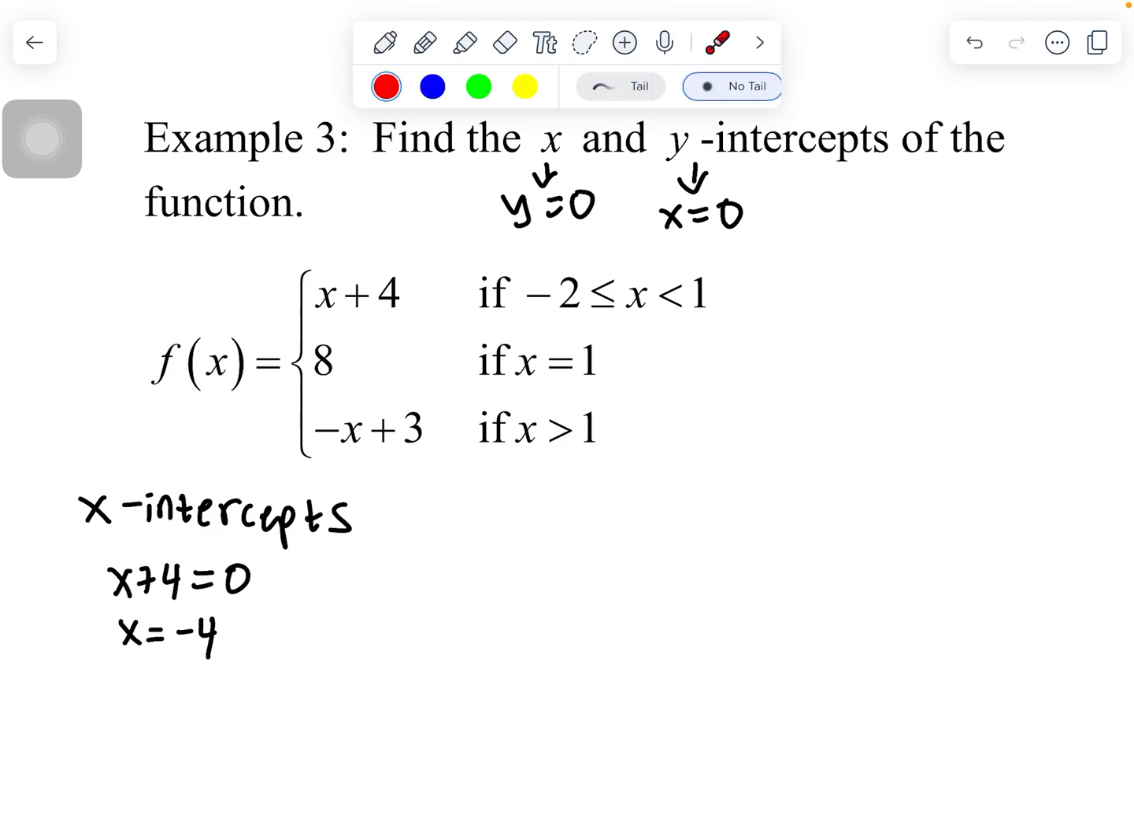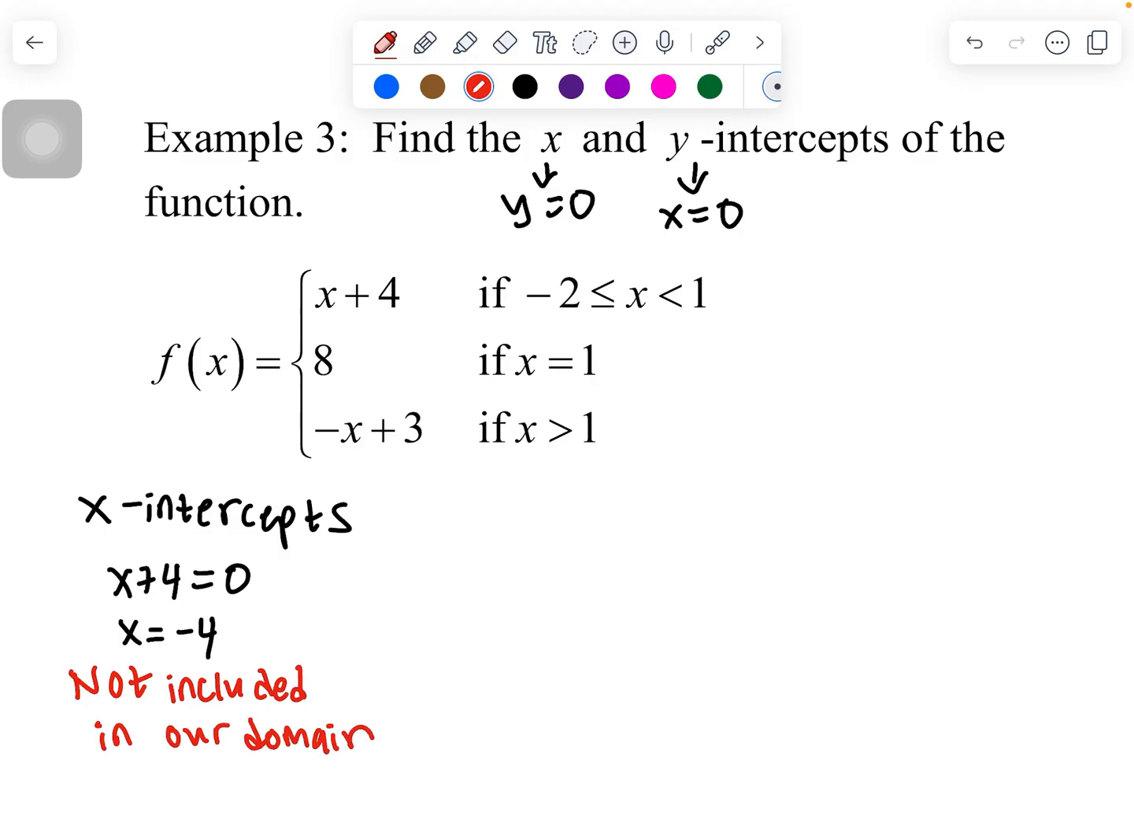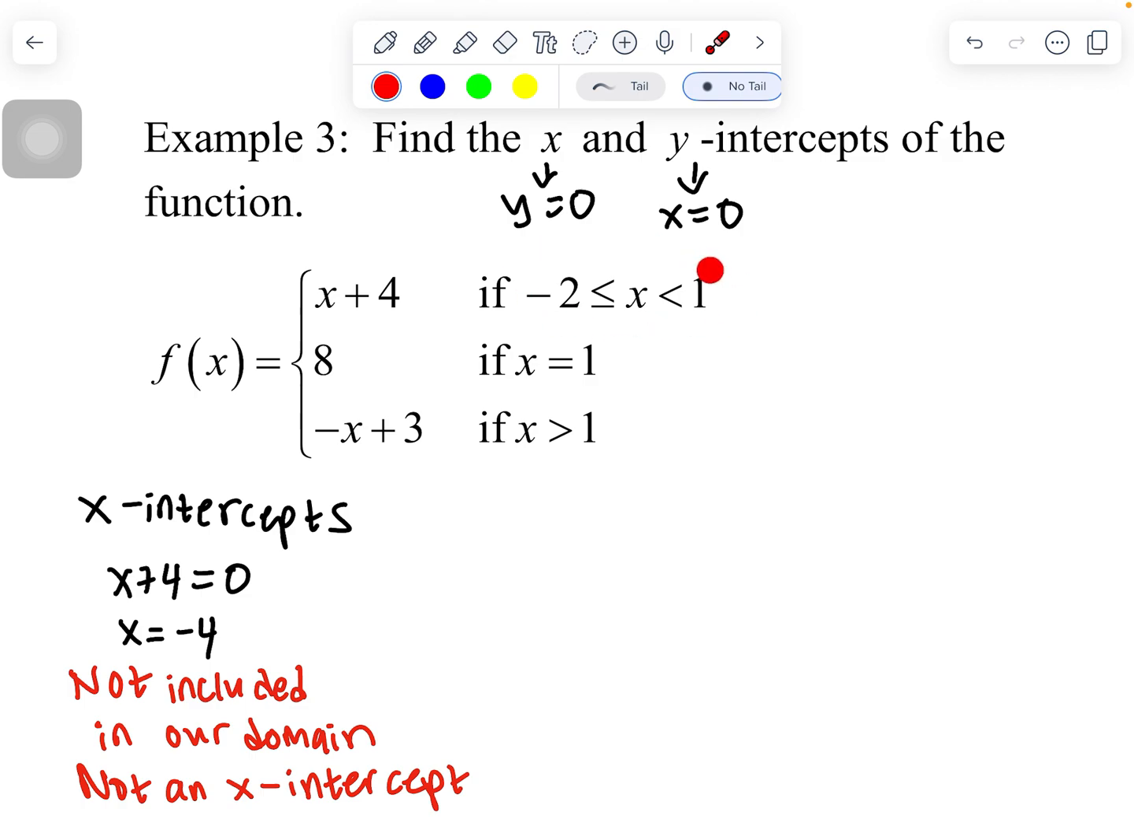But I want you to notice that for that top piece, -4 is not included in this domain. We stop at -2. So this is not included in our domain. So this is not an x-intercept of our piecewise defined function because it's not included here.